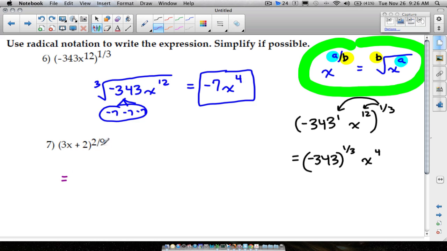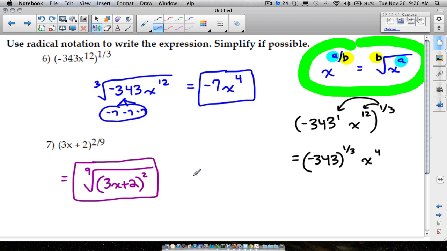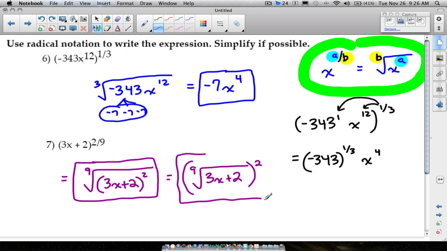Remember, the denominator is the index, so we have the 9th root. And then the numerator goes on the inside, so we have 3x plus 2, but remember to raise all of this to the second power. I'm totally fine with you writing it like this, but I've also mentioned that you could write it like this as well. The ninth root of 3x plus 2, and then you can take the entire thing and raise it to the second power. Either way you want to do it, I'm okay with it.